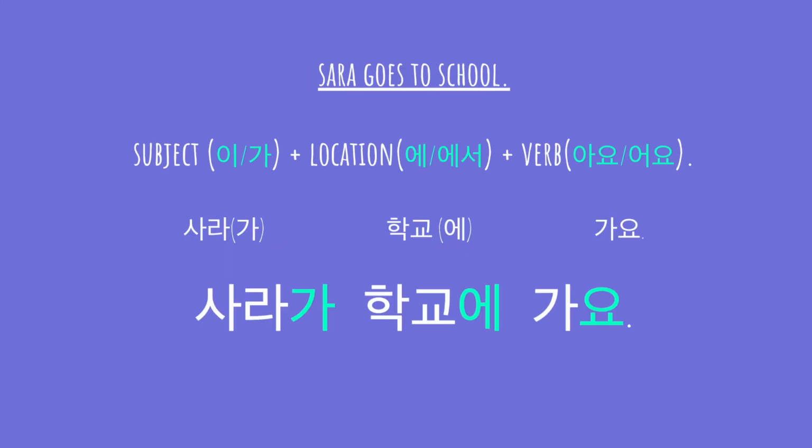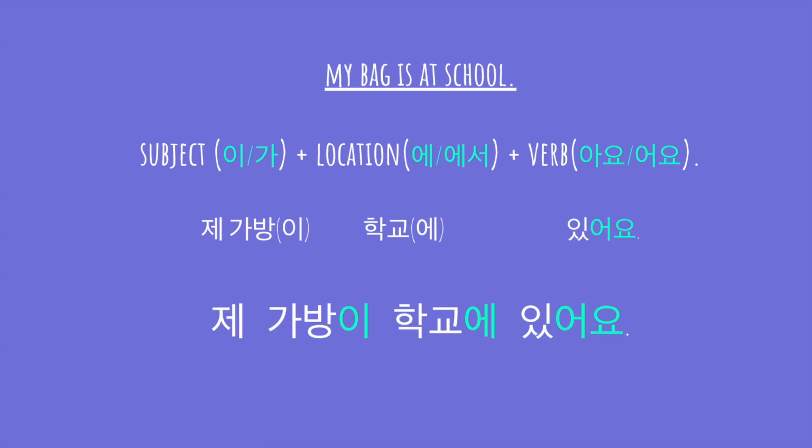Sarah goes to school. The subject particle is attached to the subject, the locative particle is attached to the location, and there's a conjugation to the verb. 사라가 학교에 가요. Similar sentence as before. My bag is at school. Subject particle is attached to the subject, locative particle is attached to the location, and then there's a conjugation of the verb. 제 가방이 학교에 있어요.